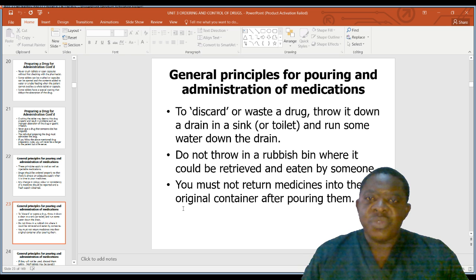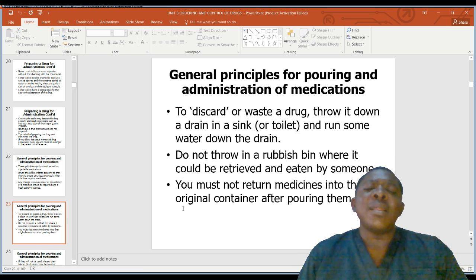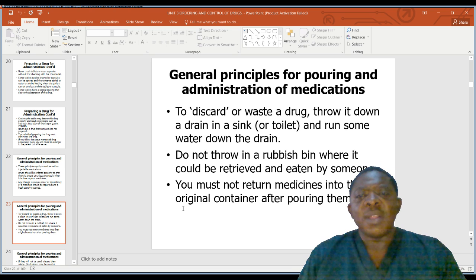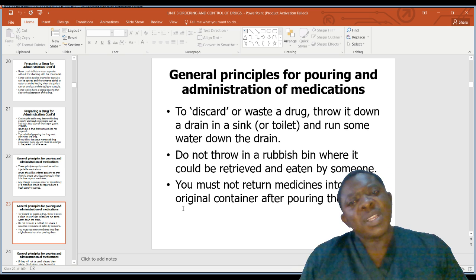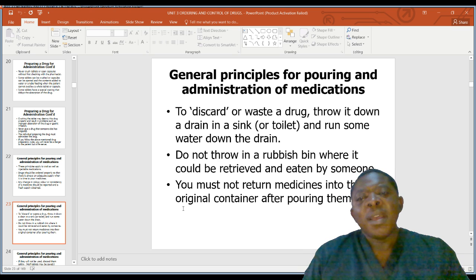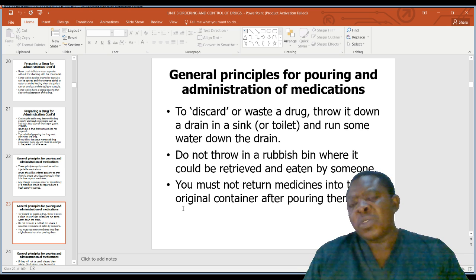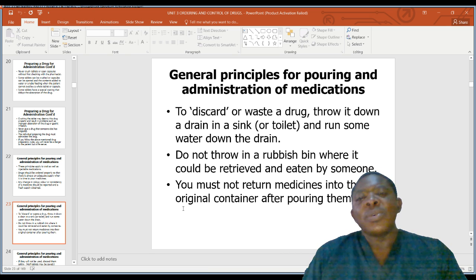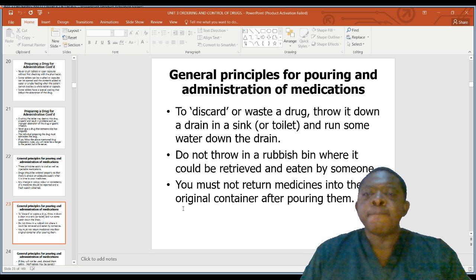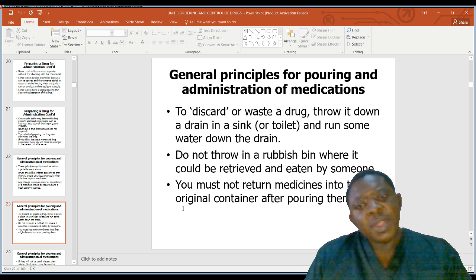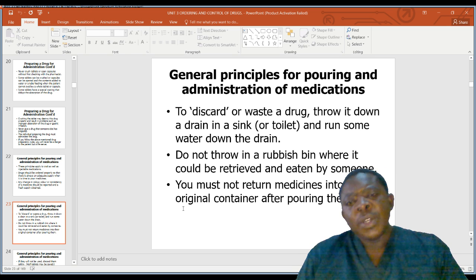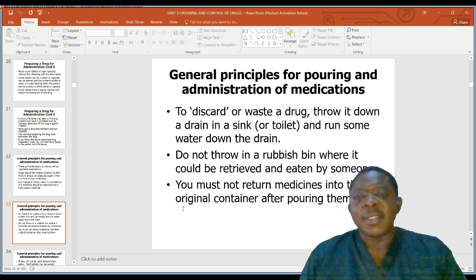To discard or waste a drug, throw it down a drain, in a sink or toilet, and run some more water down the drain. But if you have other proper disposal methods, it's better you use them, because drugs thrown in the toilet and sink become part of the water system that needs to be purified. It's better to have a good disposal system so that waste management of the drugs can be done at a central unit, unlike throwing them in the sink or toilet, because they enter our water system.